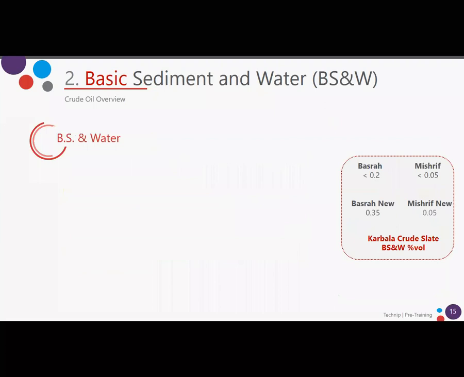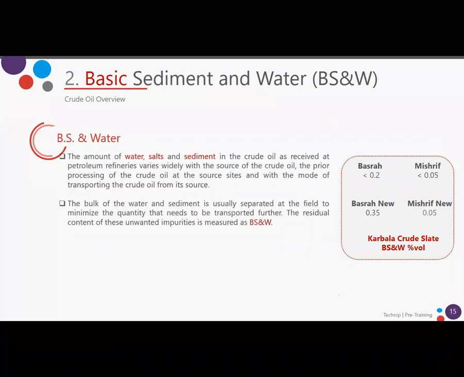Another important property of the crude oil is the basic sediment and water, BS and W. The amount of water, salts, and sediment in the crude oil as received at the petroleum refinery varies widely with the source of the crude oil, of course, the prior processing of the crude oil at the source sites, and with the mode of transporting the crude oil from its source.